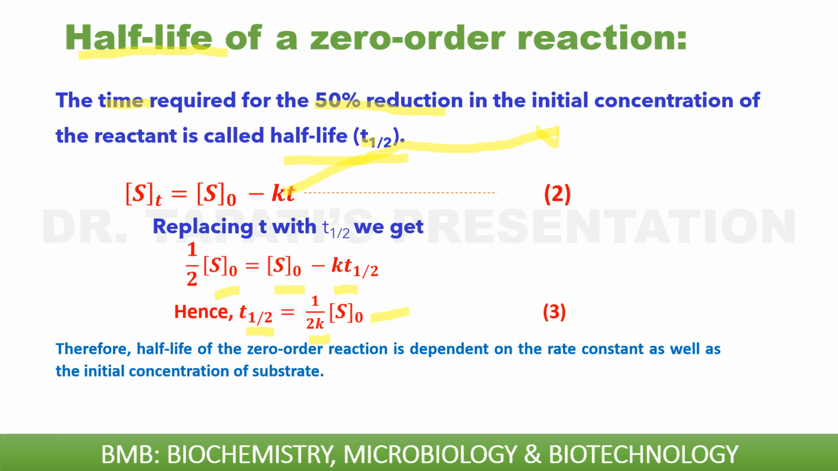Therefore, half-life of the zero order reaction is dependent on both rate constant, that is K, and as well as initial concentration of the substrate, that is S0. So half-life is dependent on both K and initial substrate concentration. But I told you that velocity of the reaction is not at all dependent on the concentration of the substrate.